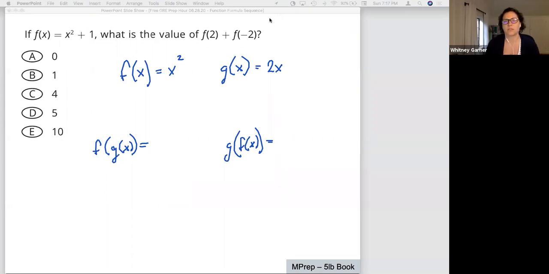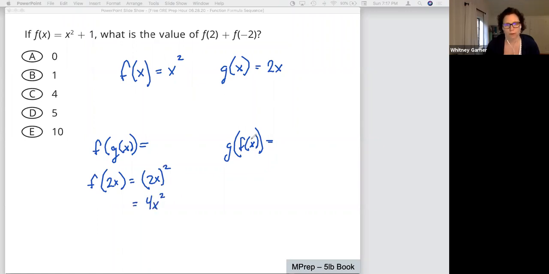I'm starting to get some answers in. If I want f of g of x, I'm going to replace the g of x in here, and I'm going to find f of 2x. Well, f of a number is that number squared. So f of 2x is going to be 2x squared, or 4x squared.